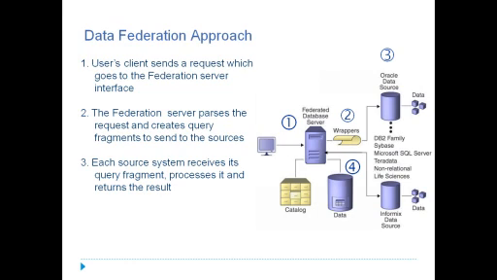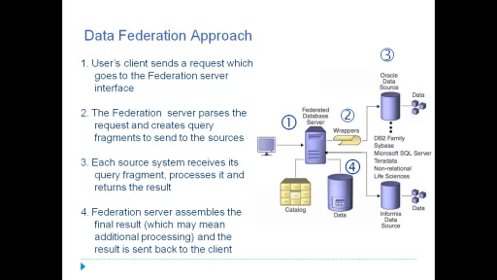So it's going to send the query to each of the back-end systems, as you can see there in number 3, to pull that back from all of the different data sources that are available. Each source system, each of the repositories of information, is going to receive its query fragment. It's going to process it, and then send back whatever the result set is. The Federation server assembles the final result. It may require some additional processing, such as sorting, aggregating, joining, and then that result is sent back to the client in number 1.